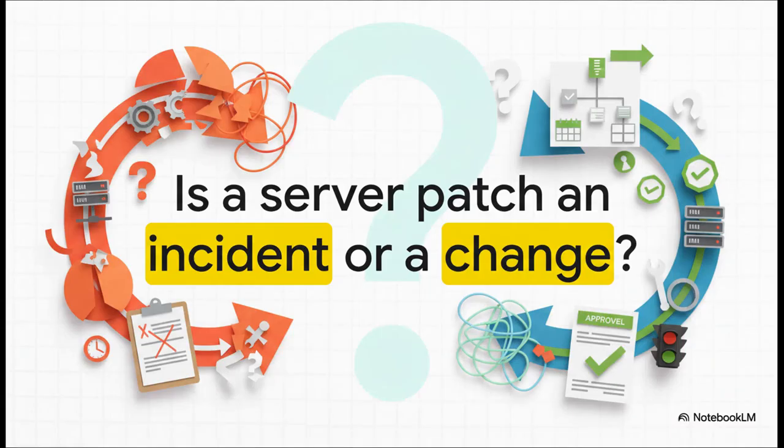So let's start with a scene that I'm sure is super familiar. A critical server patch has to be applied. It's planned, but it's also kind of urgent. So who owns this thing? Is it a change that needs to go through the whole approval process? Or is it more of a reactive task for the ops team? Which process do you follow? Who gives the final thumbs up?